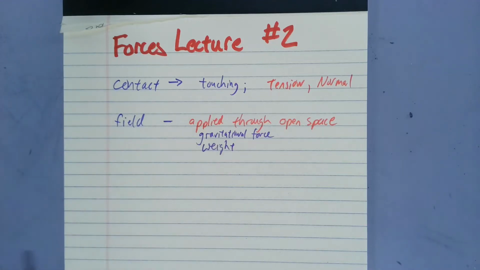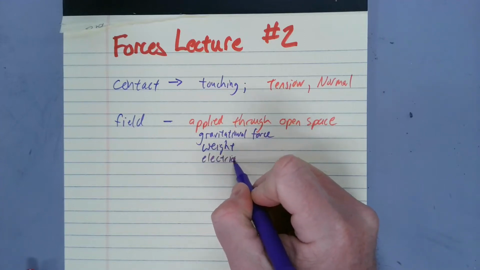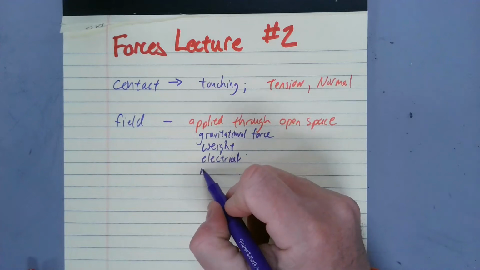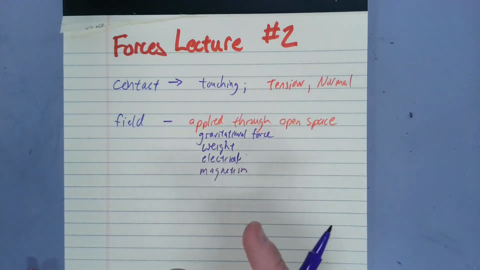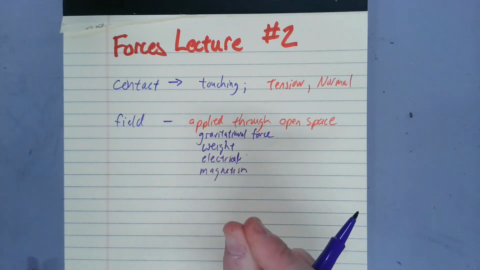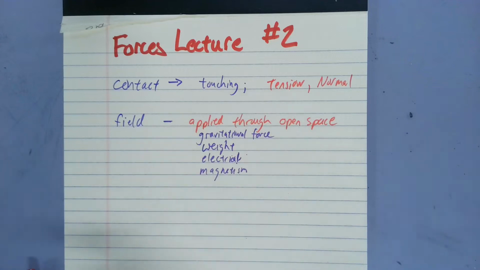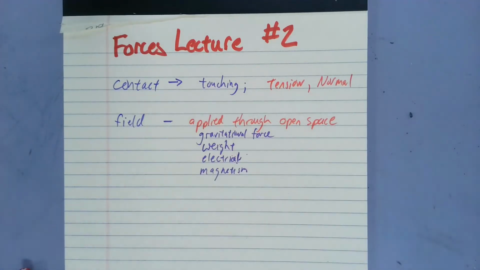Okay. Now, there are some others that we're not going to get into right now, but think about electrical forces. Electricity can have a push or a pull on objects, but it's exerted through open space. Same thing with magnetism. If you've ever had two magnets, you start to get them close together and they pull together, or they won't touch one another, they push apart. Well, they've never touched each other. That's an example of a field force.